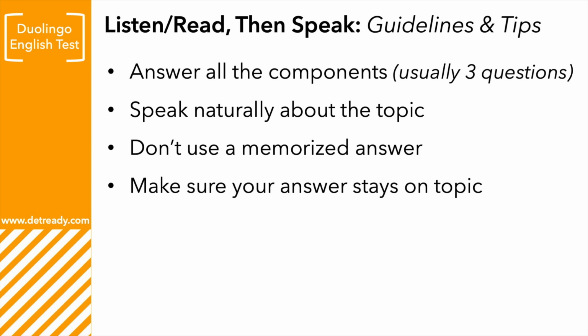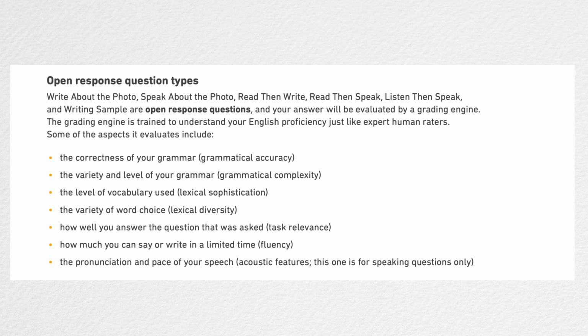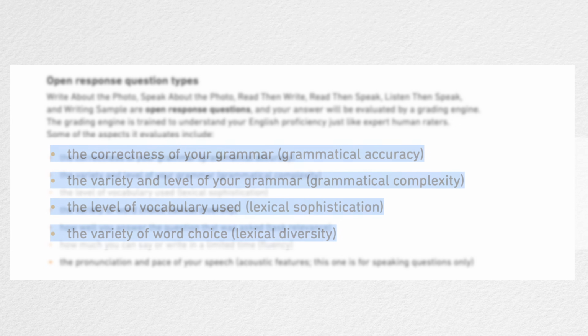Make sure your answer stays on topic. If your answer goes off topic too much, then Duolingo might think you've used a memorized answer. So keep your answer based on the questions you've got. And use a variety of words and grammar. So using a variety of vocabulary and grammar is on the scoring criteria. It's actually the first 4 points, which shows how important it is.